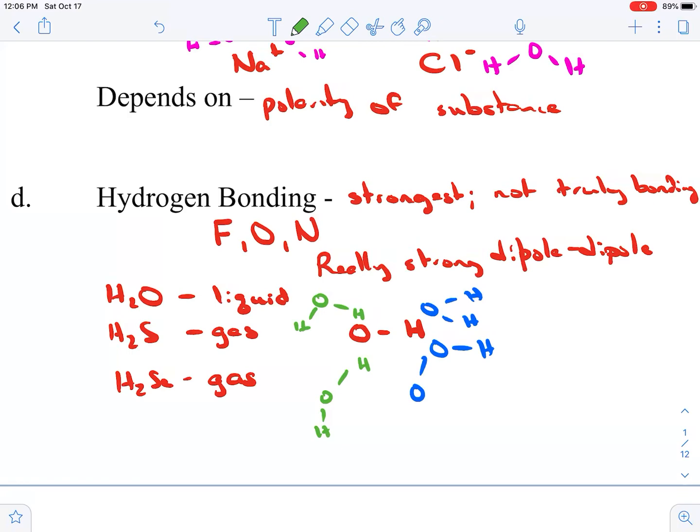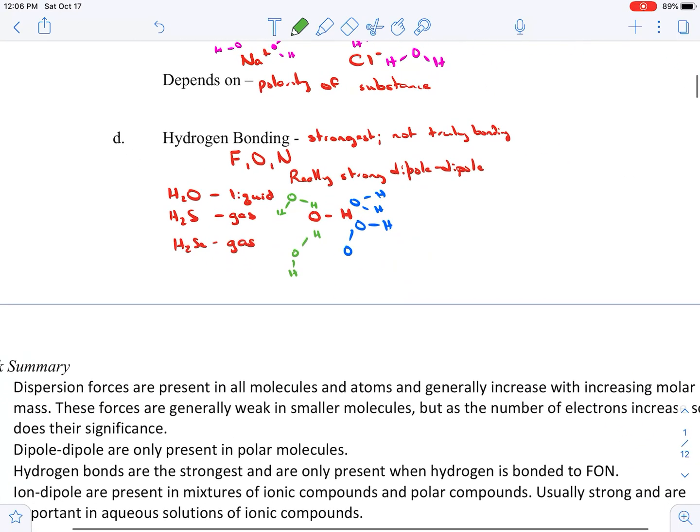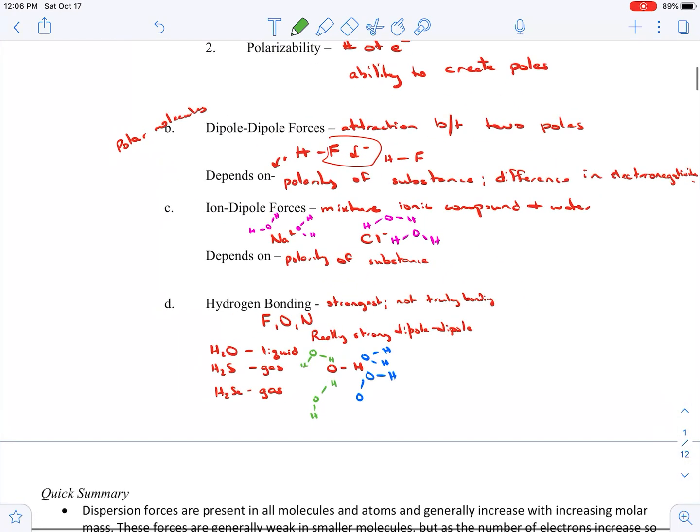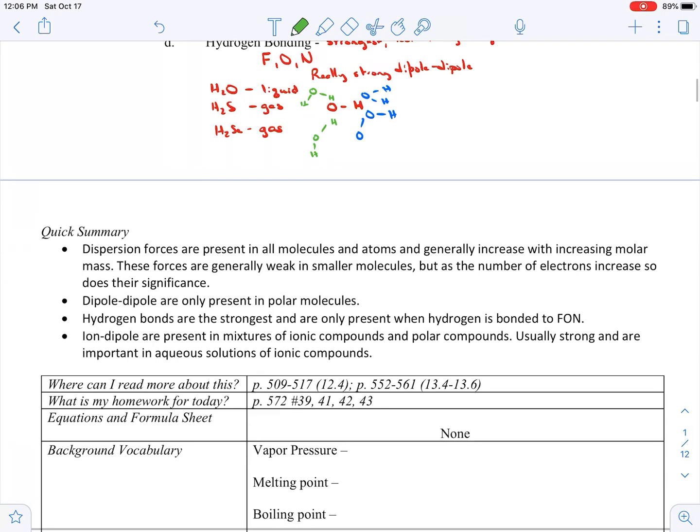All right. So that's what we've got going, and those are our intermolecular forces. I encourage you to read through this quick summary because that'll help you, but those are the big parts.